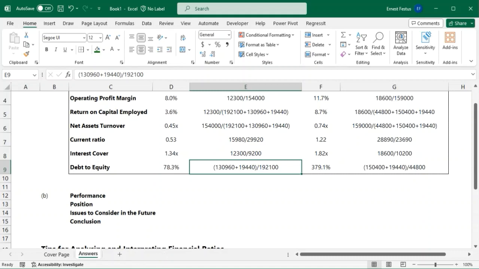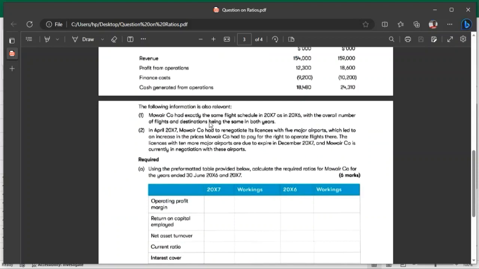Now, we'll go back to my question. From our additional information, there have been issues about licenses, and we have seen that Moe Company Limited had to pay for the right to operate their flights. The licenses with 10 major airports are due to expire in December 2017, and Moe Company Limited is currently in negotiation with these airports. So what are some of the issues that we are supposed to consider? We can see that there are a number of things to consider regarding the future performance of the company. The first of these is the 10 major licenses which are due for negotiation with the airports.